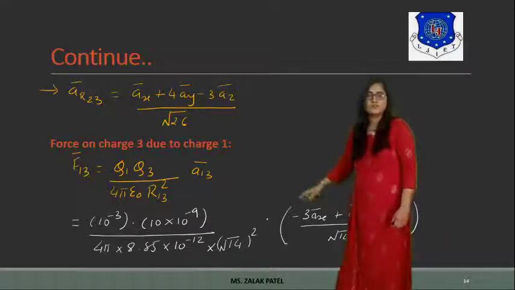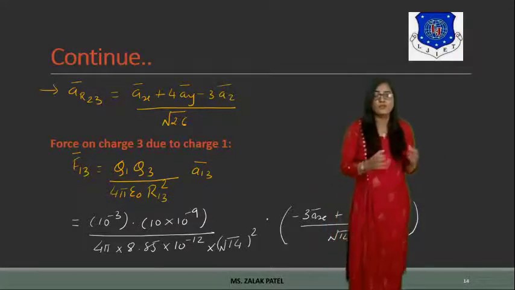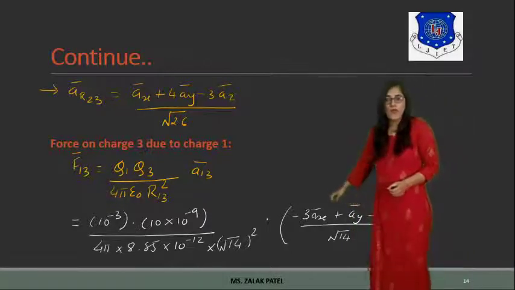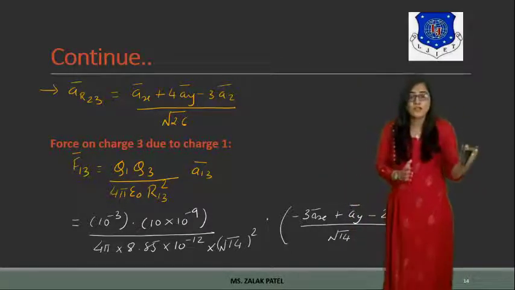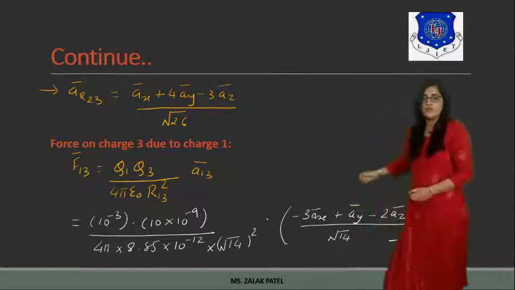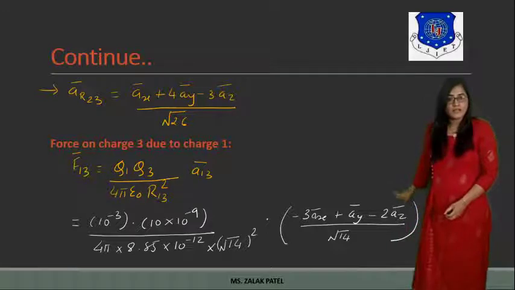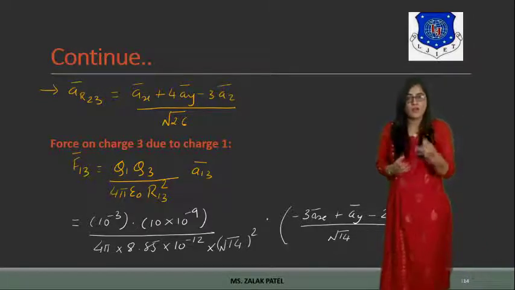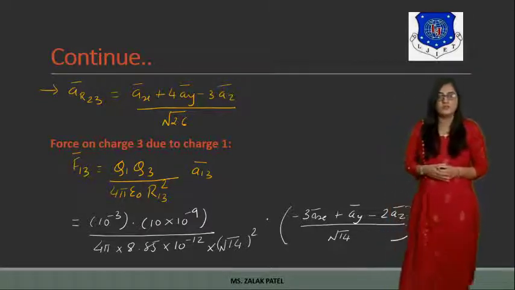8.85 into 10 raised to minus 12 into the magnitude of R13, that is root 14 square, into the unit vector between 3 and 1, meaning vector upon magnitude, which we have already calculated in the previous slide. So let's use it over here: minus 3ax plus ay minus 2az upon the magnitude, root 40.